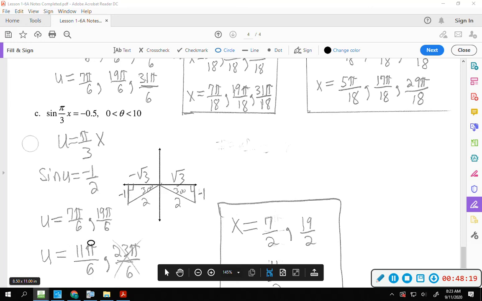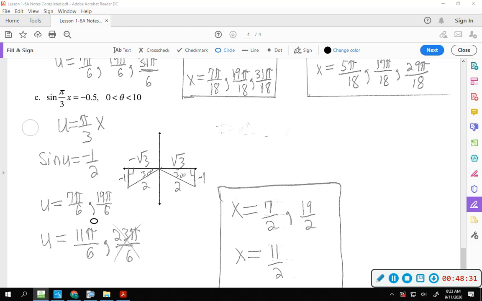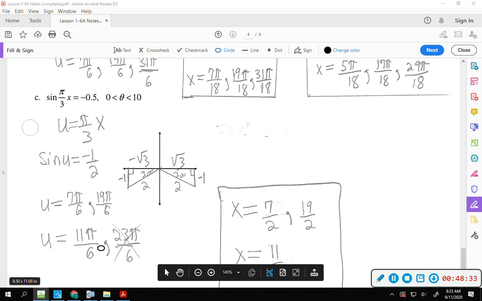This 19 pi over 6 comes from the next revolution. If I take this angle and go around again, I have to add 2 pi. 2 pi is the same as 12 pi over 6. If I take the next revolution here, if I add 2 pi, get a common denominator, add 12 pi over 6, that's 23 pi over 6. I could keep looking at revolutions, but I want my answers to be between 0 and 10.